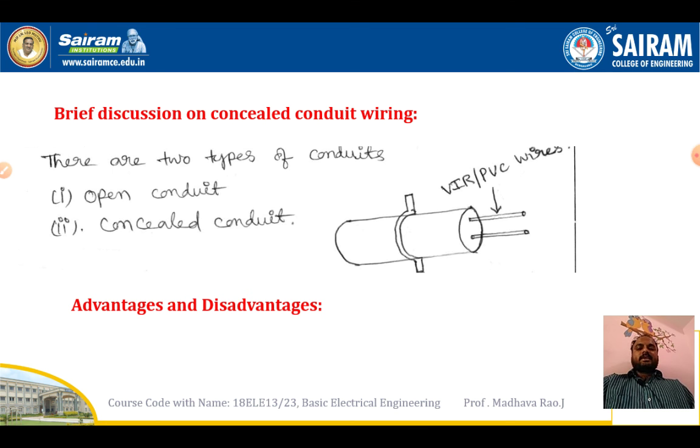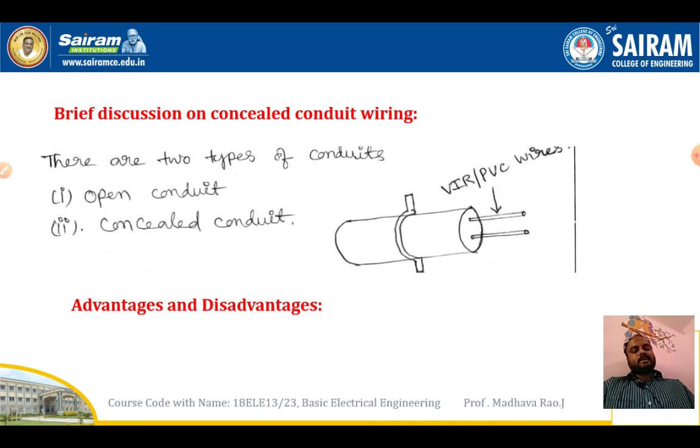So next one, a brief discussion on concealed conduit wiring. Before that, these wiring systems are of two types. One is the open conduit system and the other is the concealed conduit system. The open conduit system passes the electrical pipes on the wall, giving supply to the various sub circuits. That is called the open conduit system, where pipes are placed on the wall. Concealed conduit system means, before plastering the wall, placing the electrical pipes wherever we require, and after that sealing the wall. That is called the concealed conduit system.